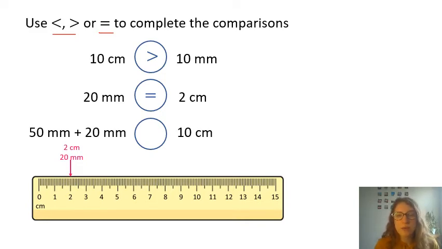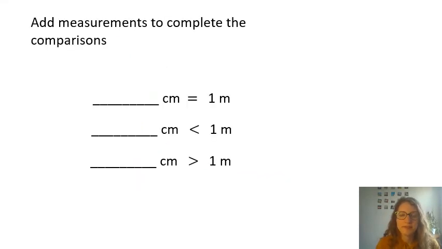Right, our last one, we've got to do a couple of things to do this. So we need to add our 50 and our 20 together, which gives us 70 millimetres, and then 10 centimetres is up here. So which one is greater? Good, well done. So 70 millimetres is less than 10 centimetres.